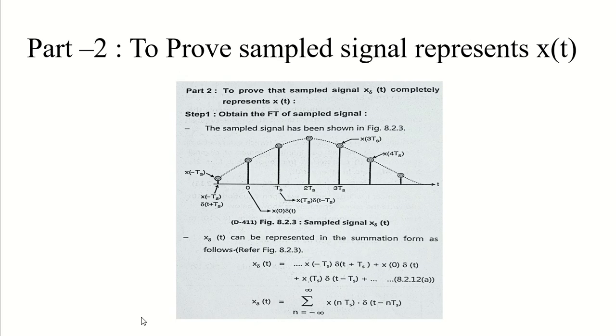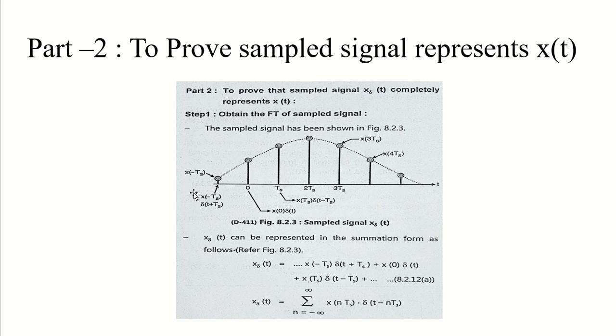Now let's move to the second part. The second part says to prove that the sampled signal represents x of t. So first we have to again obtain the Fourier transform of the sampled signal, and here we have shown the sampled signal one more time.